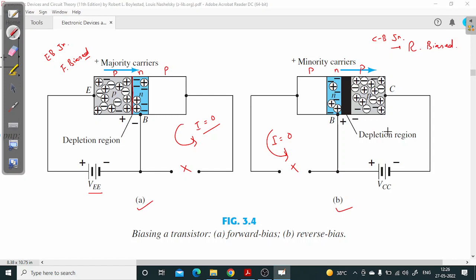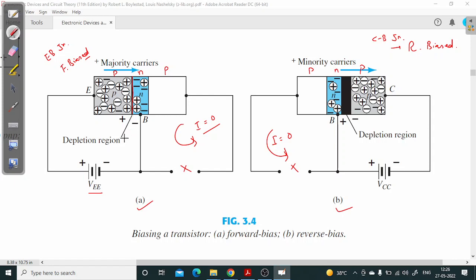Okay. So what they are showing here is the first junction is forward biased in figure A, and in the second figure, that is B, the outer junction or the collector base junction is reverse biased. And there is a motto behind this, because we generally bias a transistor in such a way that the emitter base junction is forward biased and the collector base junction is reverse biased. That is why it is being shown here.